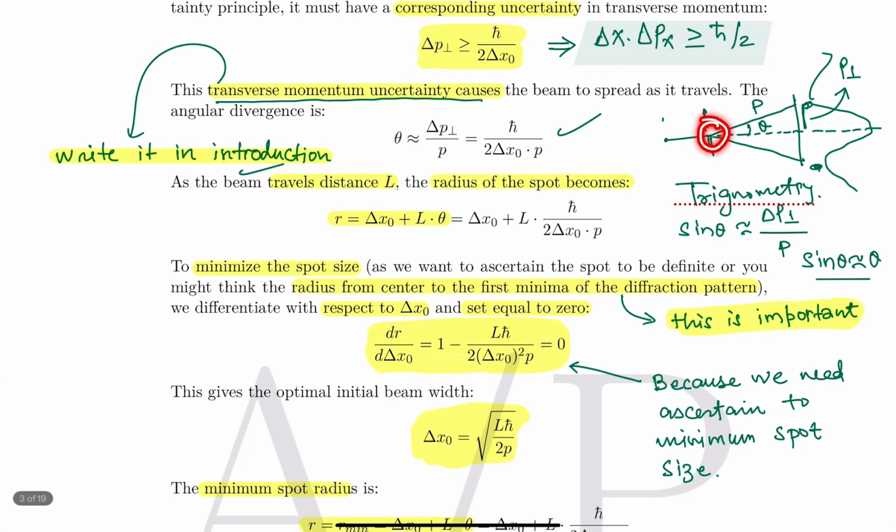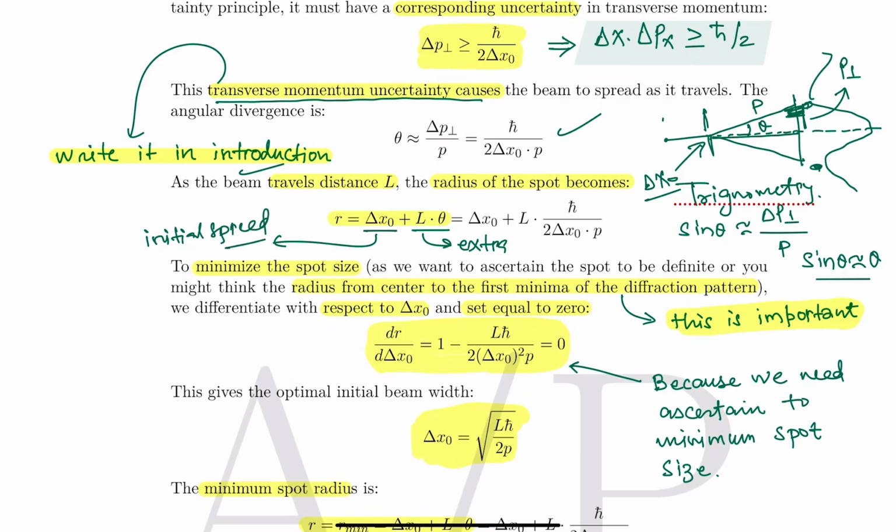Initial spread is given with this. This is x naught, delta x naught. This initial spread plus the extra addition. So the extra addition is this, because the electron traveled with an angular spread of theta by distance L, and this is the initial spread. Okay. So now we are going to perform some mathematical manipulation.